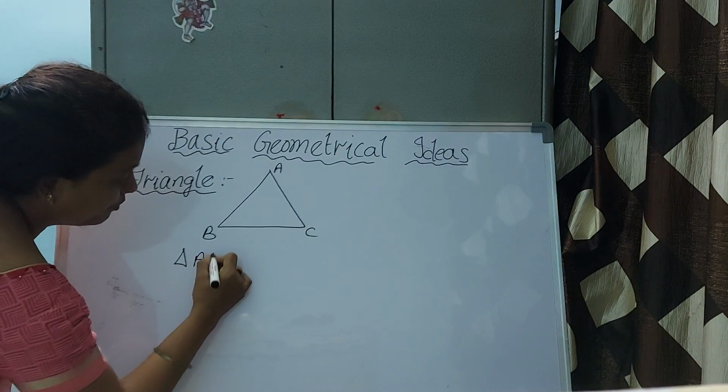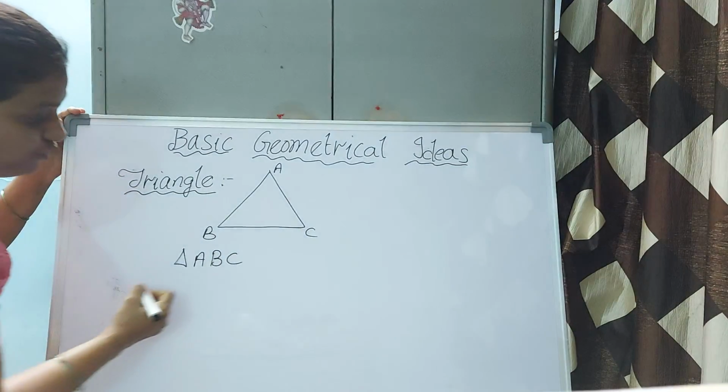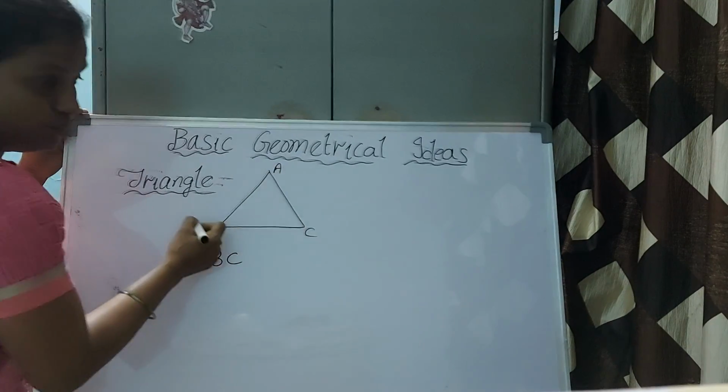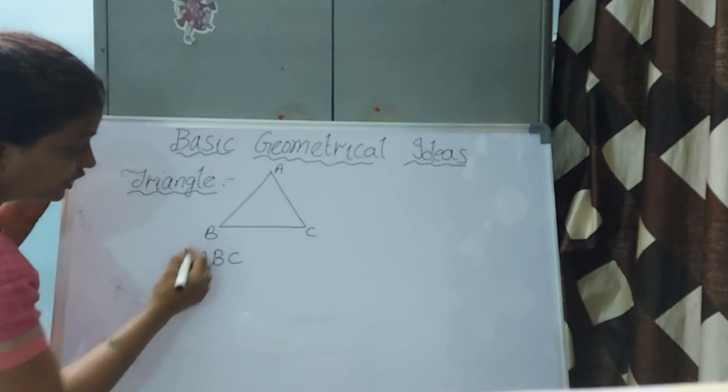How to denote this one? Triangle ABC. In this way we can denote. Or triangle BCA, or triangle CAB. In three ways we can denote.